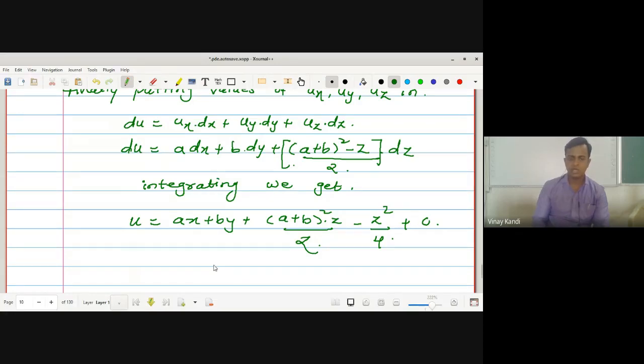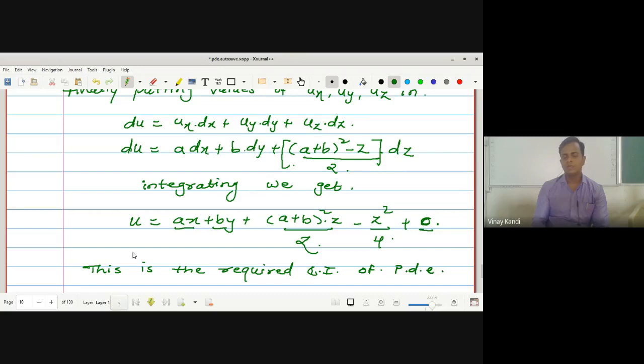Okay, so here the three independent variables are x, y, z, and we get three constants a, b, and c. Okay, so hence this is the complete integral of given partial differential equation. This is the required complete integral of PDE. Okay, any doubt?